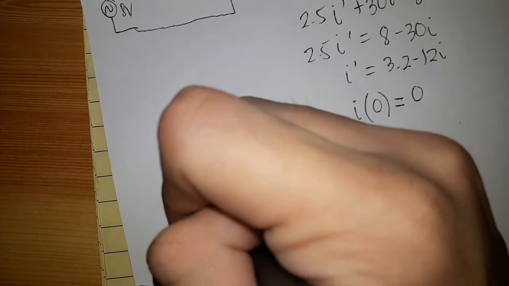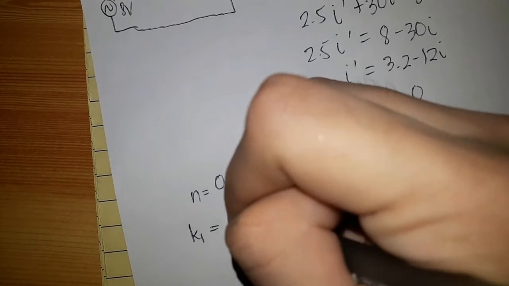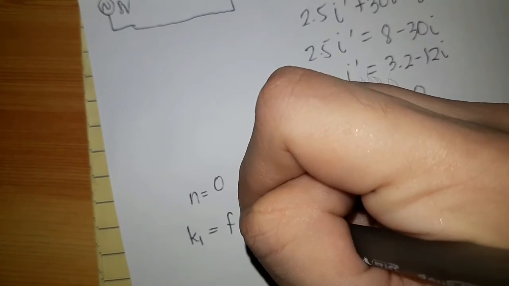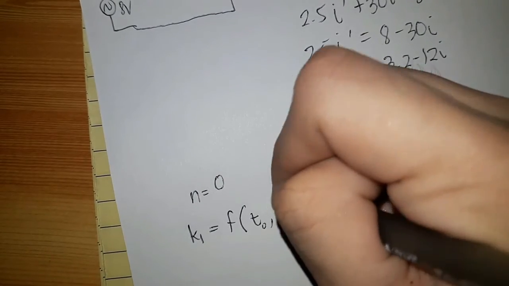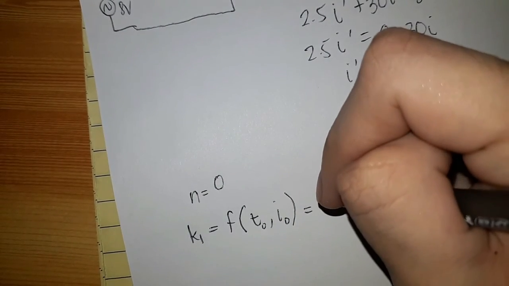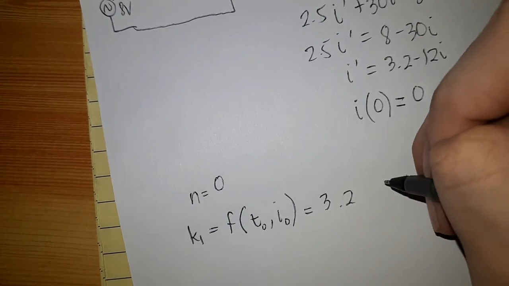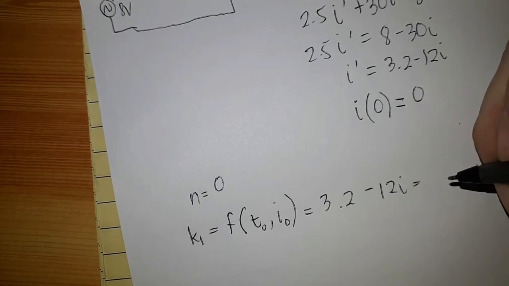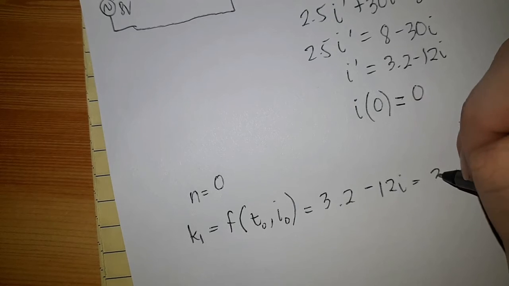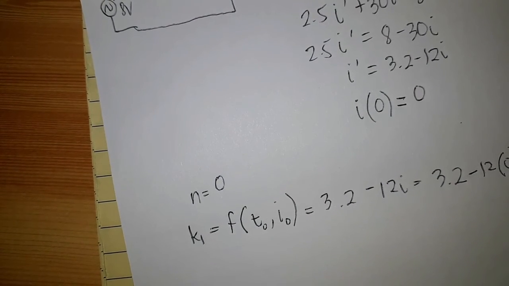So k1 is obviously the first value that we are going to solve, so it is equal to the function of t comma I, or t sub 0, I sub 0, which is equal to 3.2 minus 12I. Substitute the initial value of I, which is 0, so it will become 3.2 minus 12 times 0, which is equal to 3.2.